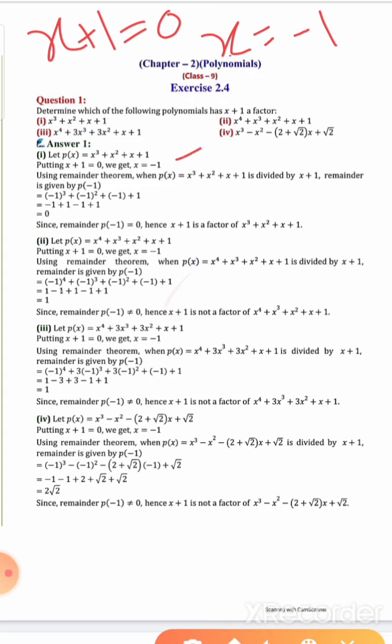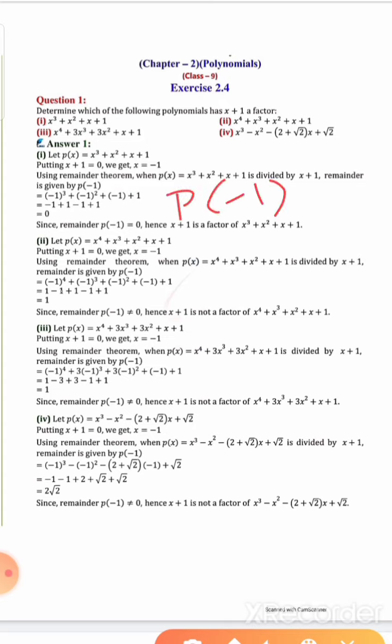So to determine this we use the remainder theorem. We write the polynomial p of x equal to x cube plus x square plus x plus 1, divided by x plus 1. Then the remainder is given by p of minus 1. For that, we substitute the value x equal to minus 1 in our polynomial. We get p of minus 1.